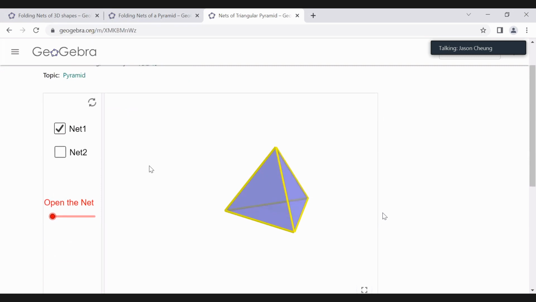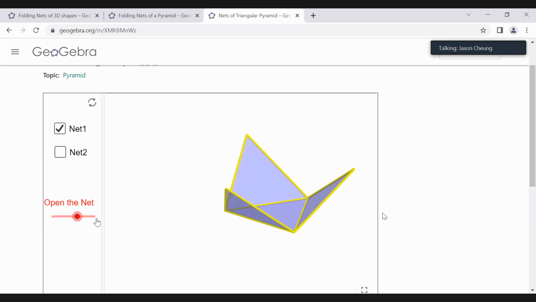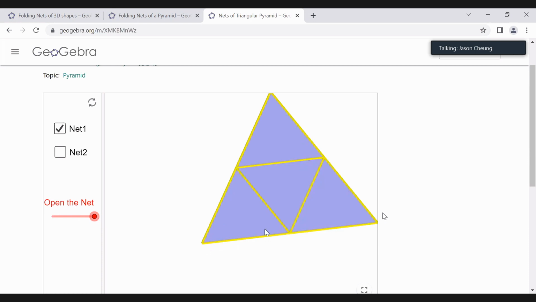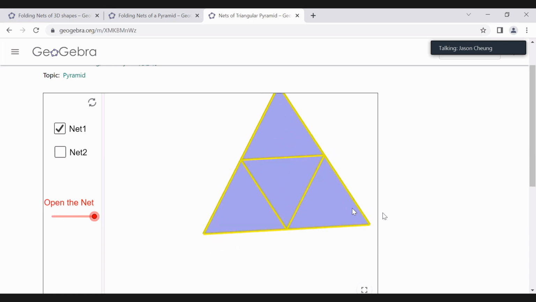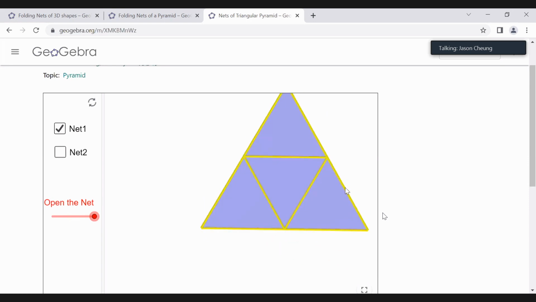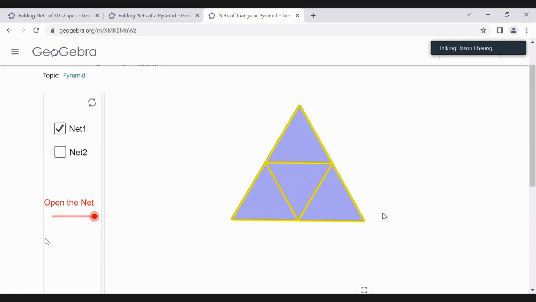All right, so here you can try to slide this bar. All right, so this is the first one. Oh, this is the easiest one. Can you see it? The net is like this. The net is like this. So let me change to a better position. All right, the net is like this.